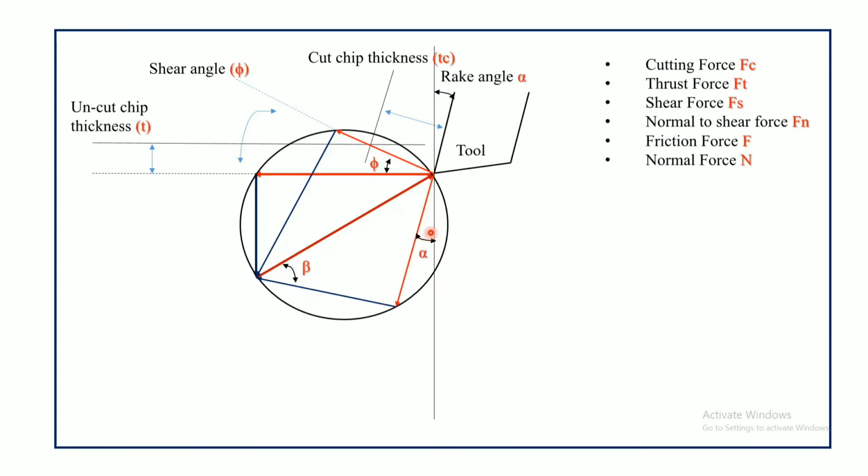Here we can also measure the friction force and normal force, and we can also transform them by a suitable scale, and we can convert these forces into Newton units. In this way, we can graphically represent and calculate the forces which act during orthogonal cutting.